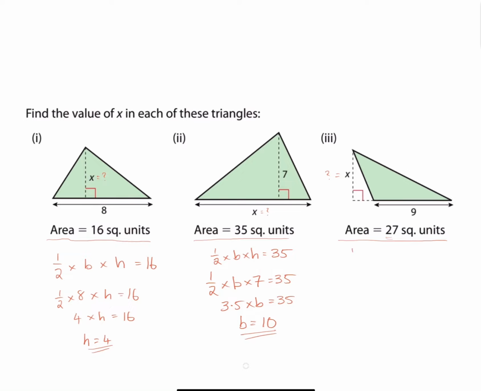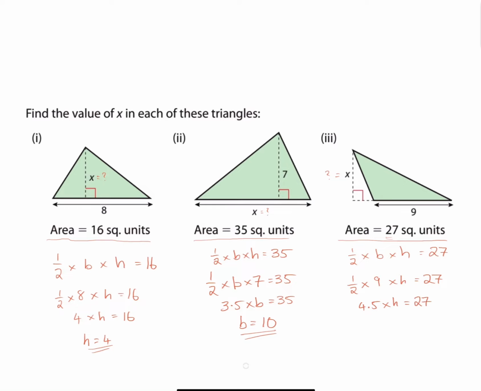Alright, hopefully you've had a go. So half multiplied by the base multiplied by the height. So it's a half multiplied by the base, which is 9, and that's equal to 27. We're told the area is 27. Multiplied by the height, which we don't know, gives us 27. So a half by 9 is 4.5, because 9 divided by 2 is 4.5. And if we're multiplying anything by a half, we're dividing it by 2. So 4.5 multiplied by h equals 27.